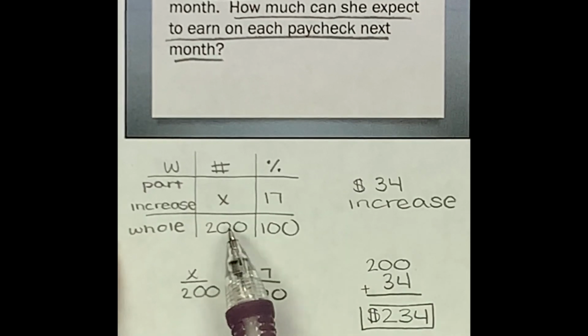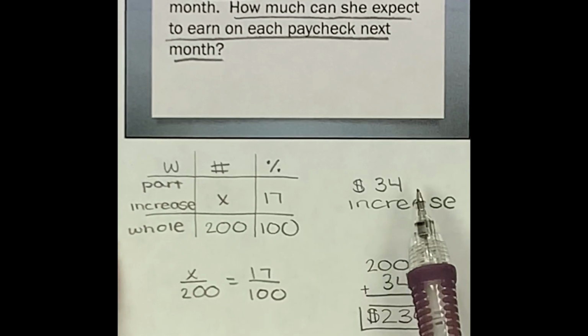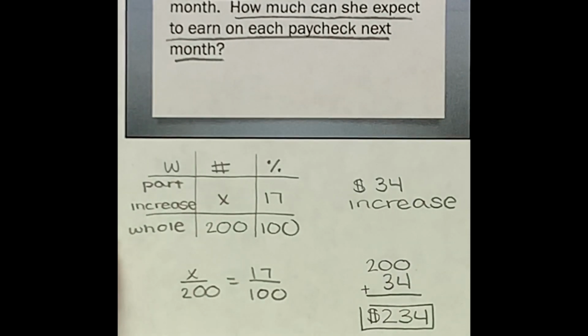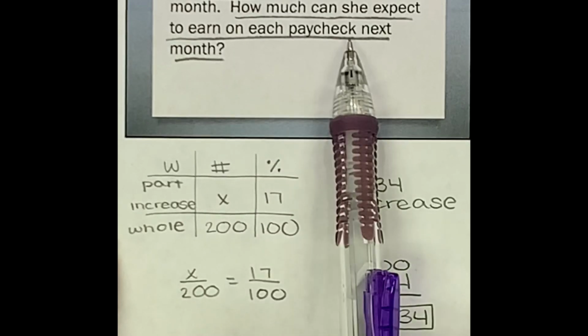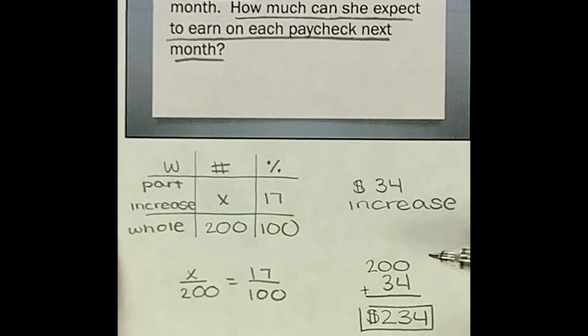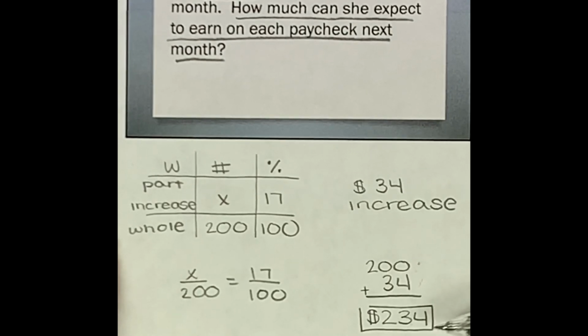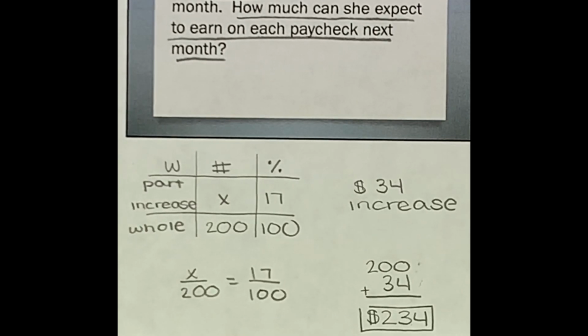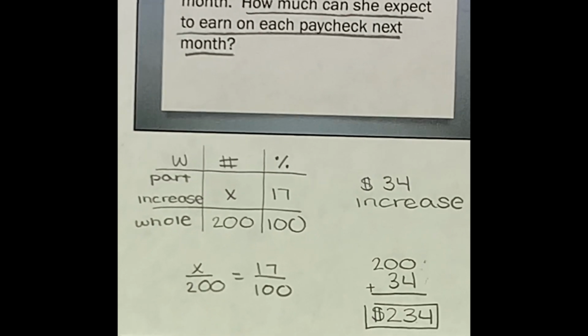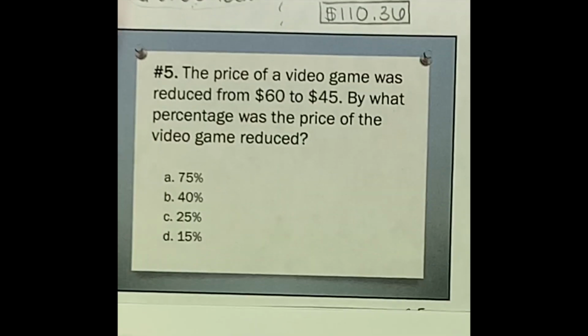So she was making $200 every paycheck. All her paychecks are going to increase by $34. Increase means go up. So then I'm going to go back and read the question. How much can she expect to earn on each paycheck next month? Well, she was making $200. She's going to increase by $34. So you should have gotten $234 for your final answer. Okay, next is number 5. I am going to give you 2 minutes on this problem.